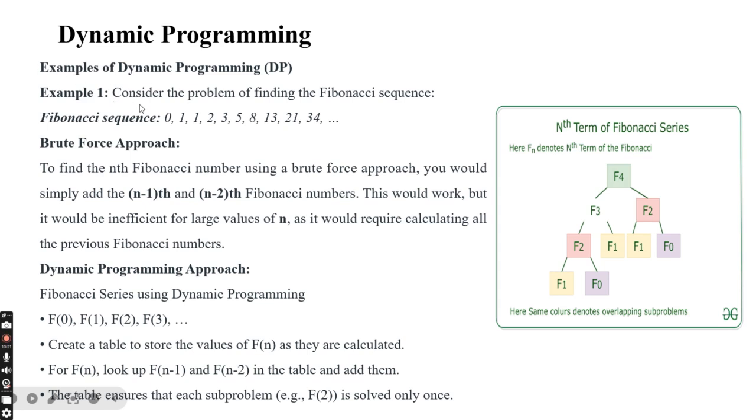Now an example for dynamic programming. Example 1, find the Fibonacci sequence. The Fibonacci sequence is 0, 1, 1, 2, 3, 5, 8. It is the addition of the previous two numbers. First, the brute force approach to find the Fibonacci series: simply add the (n minus 1)th item and the (n minus 2)th item to find the Fibonacci number. This is the way you find the next number.